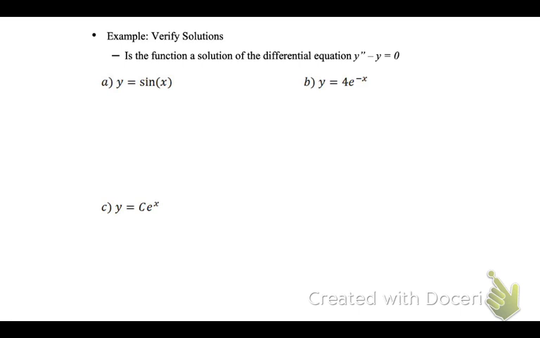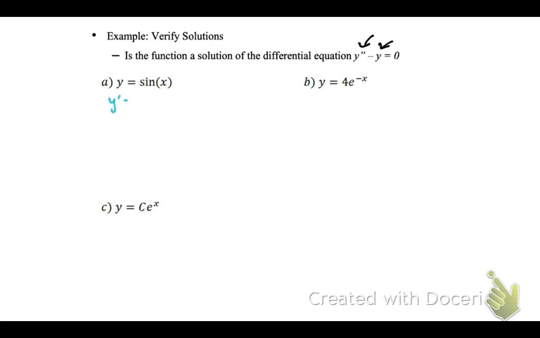Okay, so it's verify the solution. Is the function a solution of the differential equation y double prime minus y equals 0? So what we need is y double prime and y, because that's what it says in there, correct? Like right here it says y double prime minus y. So we already know y equals sine of x, so we need to find the second derivative.